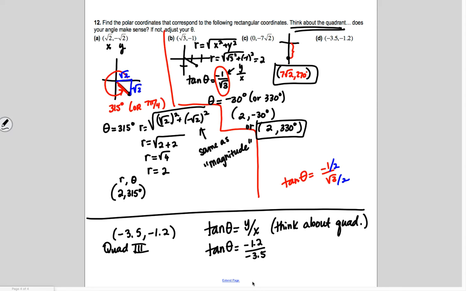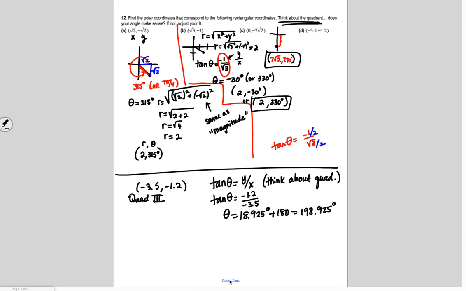So we use our calculator and we're like, okay, inverse tangent of 1.2 over 3.5. I got theta is equal to 18.925 degrees. Right? So how do I adjust it? Add 180. So I get 198.925. Is that in the third quadrant? Yep, a little bit before, a little bit after 180, right? Not quite to 270. So our theta's good. So this was the first formula we use.